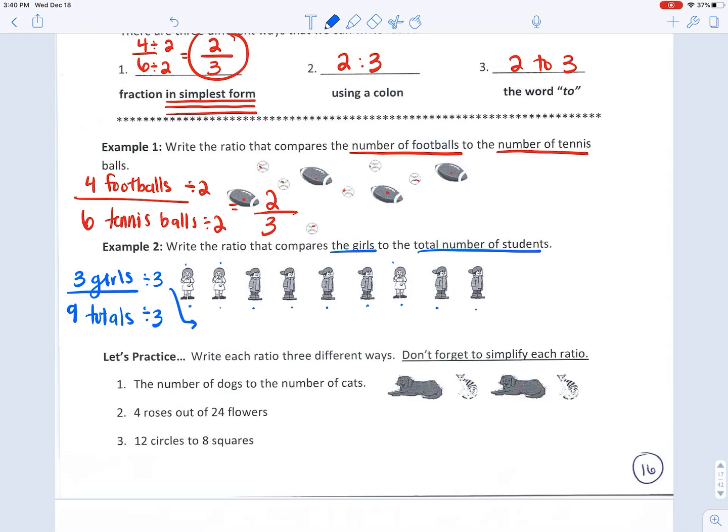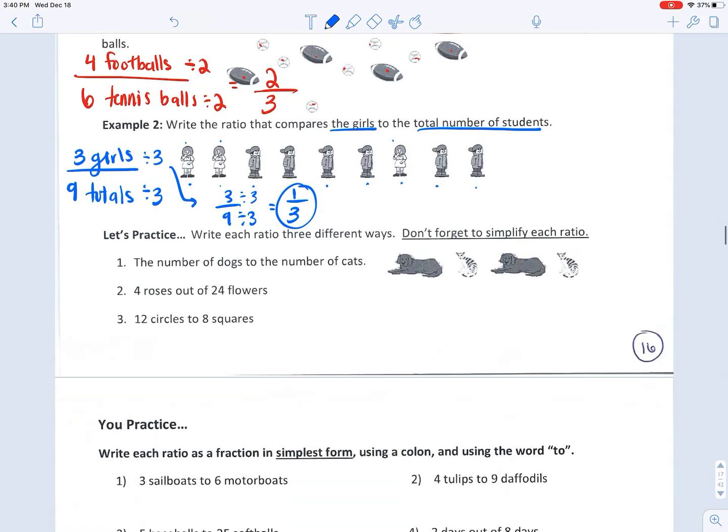So let's see what I get. I'm going to move down here. So 3 over 9, I divide the top and the bottom by 3, the numerator and the denominator by 3. And so I get 1 to 3, and that's my answer. All right, we're going to practice again.